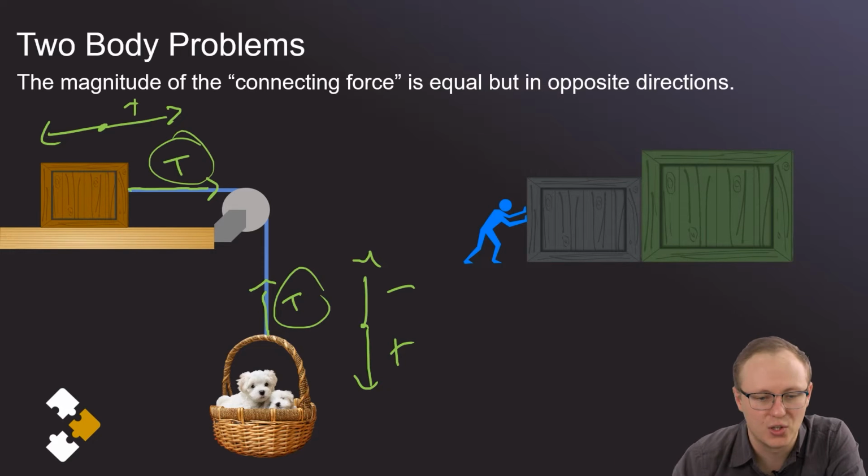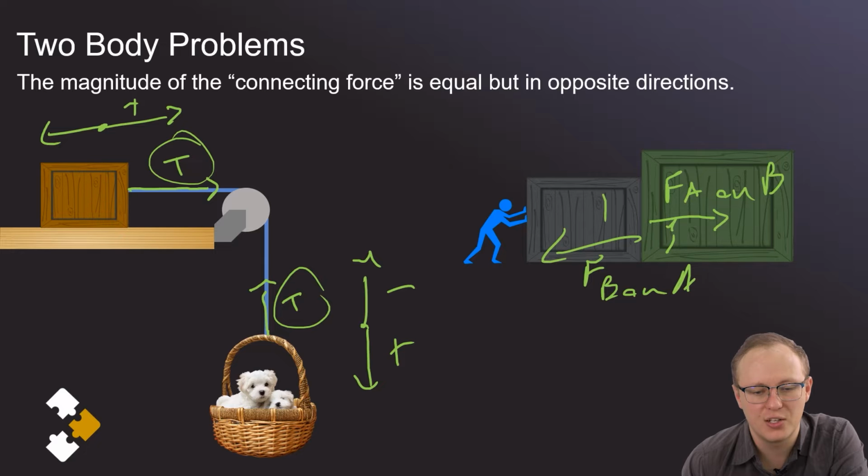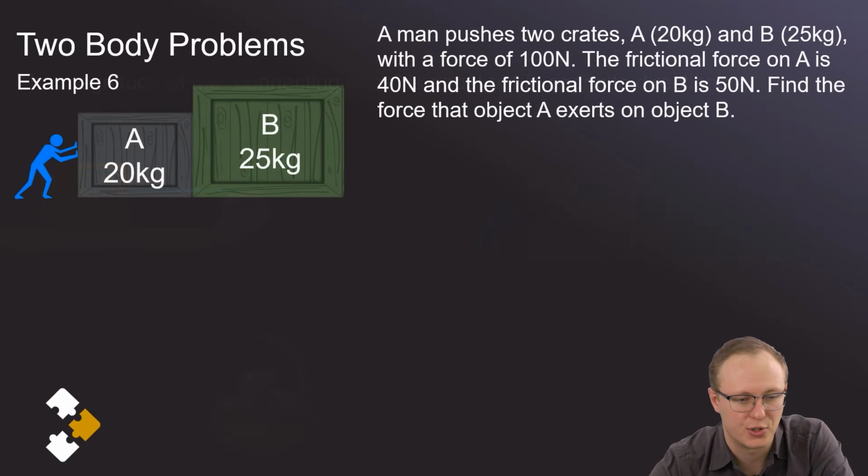And then if, for example, this guy's pushing a crate, the force of the crate on this box, which I'm going to call F of A on B, will have the same magnitude as the force of the other crate on that box, which I'm going to call F of B on A. So they'll have the same magnitude, but they'll be opposite in direction.